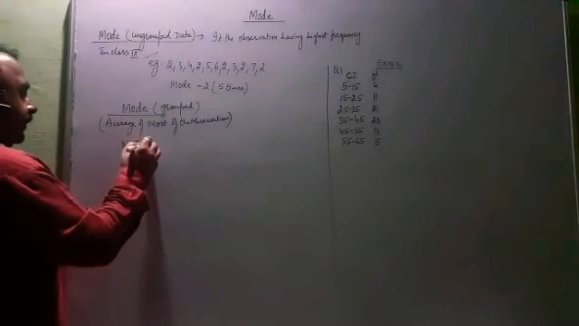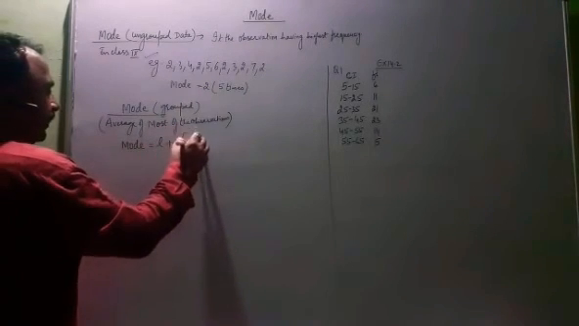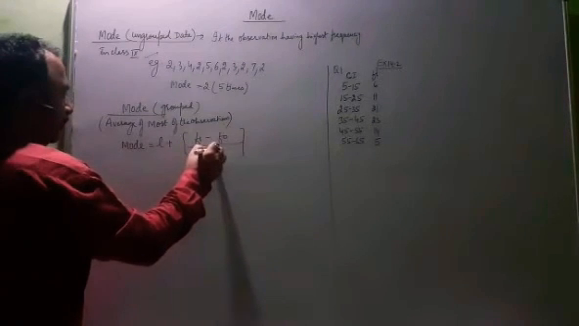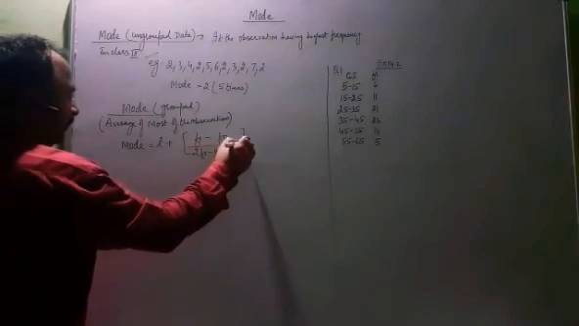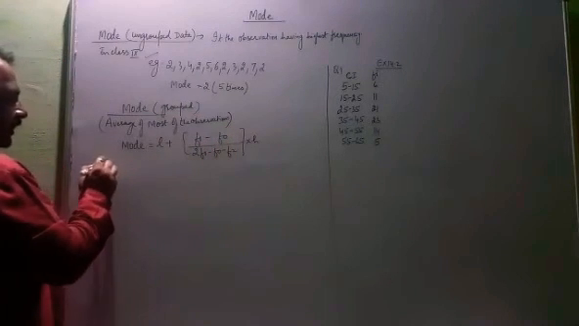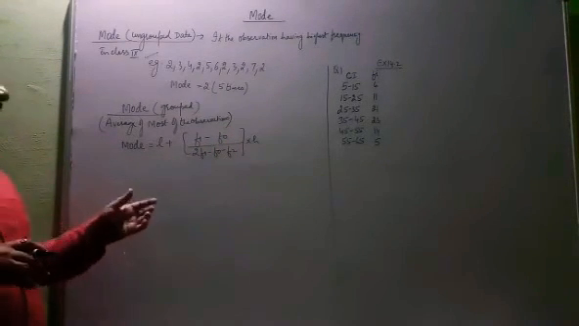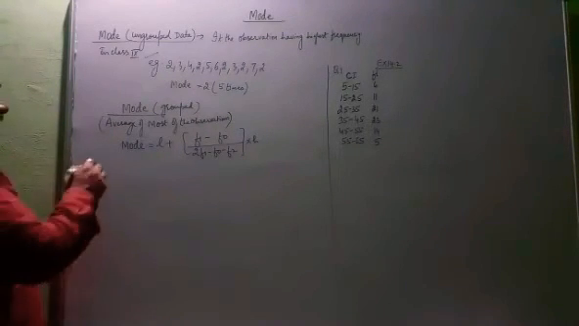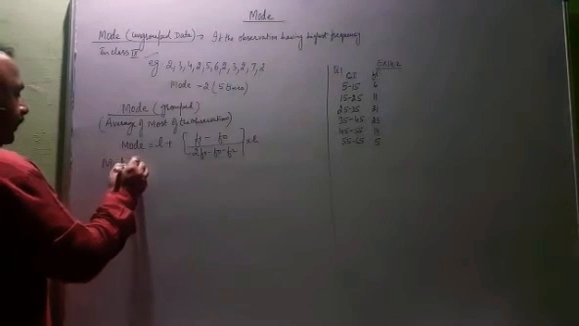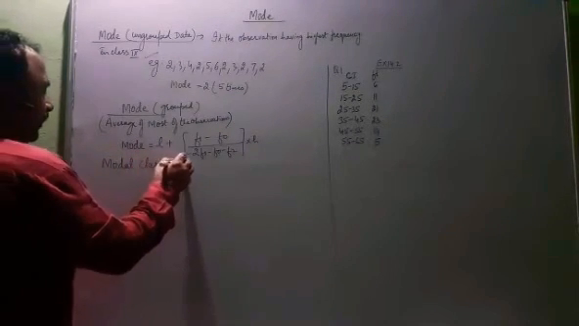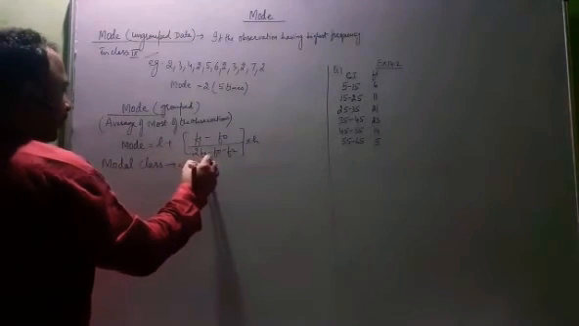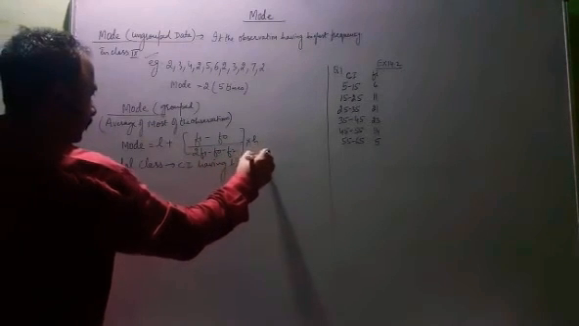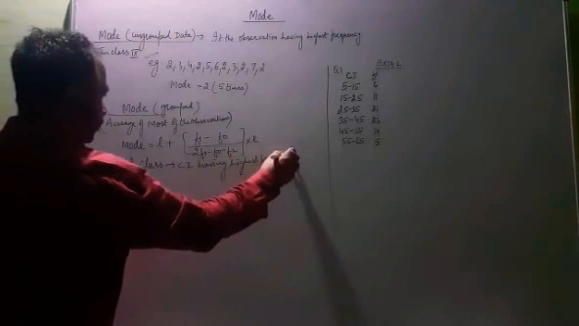Mode equal to L plus F1 minus F0 upon twice of F1 minus F0 minus F2, into H. Now first of all I have to select the modal class. I have to select the interval in which the mode is coming. So modal class interval, CI means class interval, having highest frequency, that will give you the modal class.